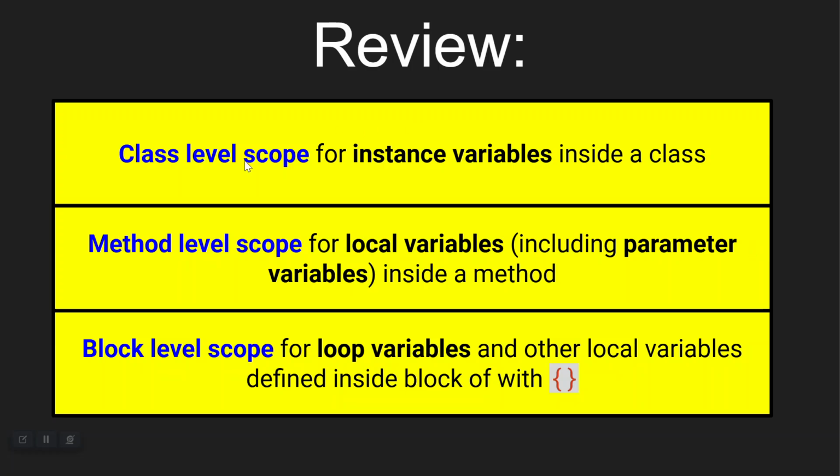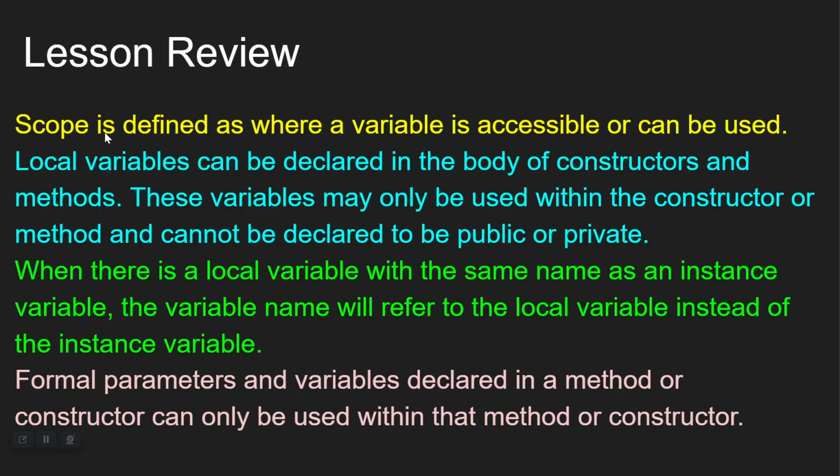All right. So again, just reviewing, class level scope is for instance variables inside a class. Method level scope is for local variables, including your parameters inside of a method. And then block level scope is for loop control variables as well as other local variables that are defined within a set of curly braces. So scope is defined where a variable can be accessed or used. Local variables can be declared in the body of constructors and methods. These variables can only be used within the constructor or the method and cannot be declared to be public or private.